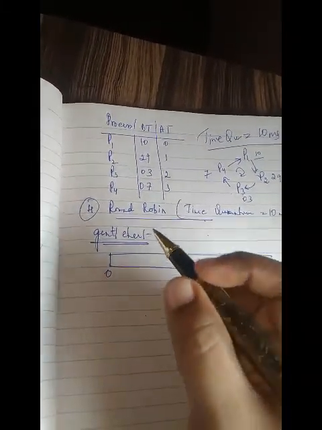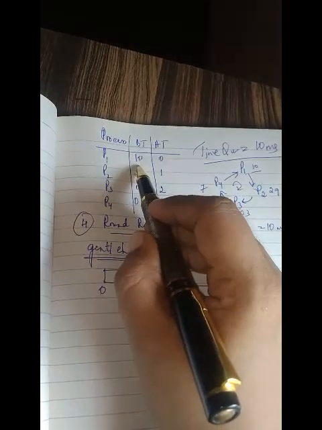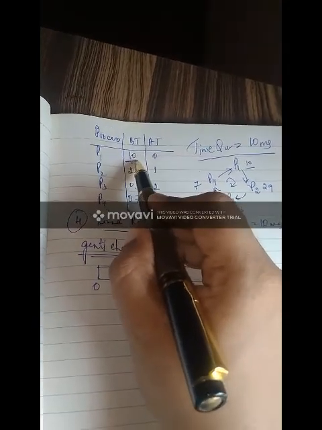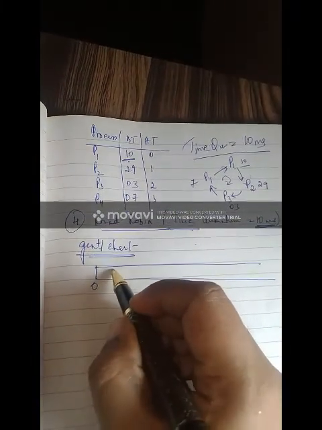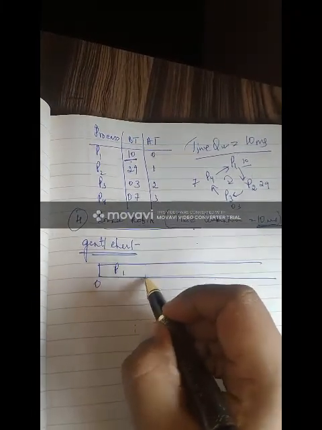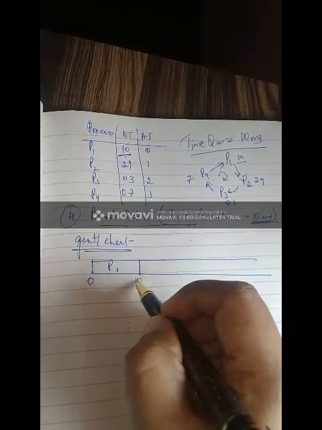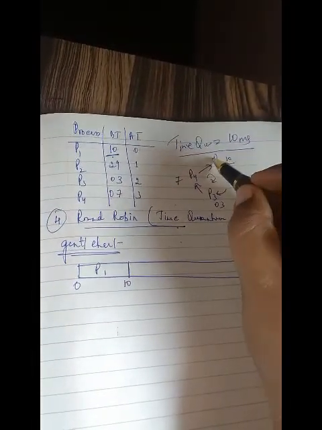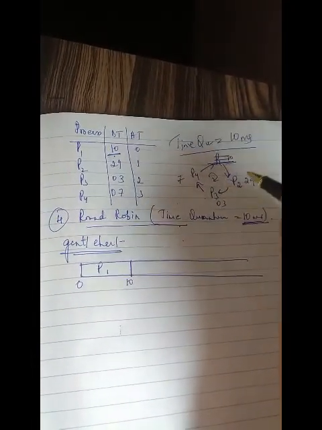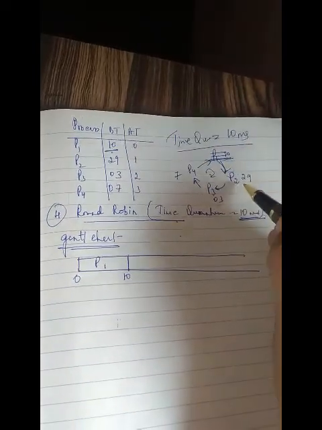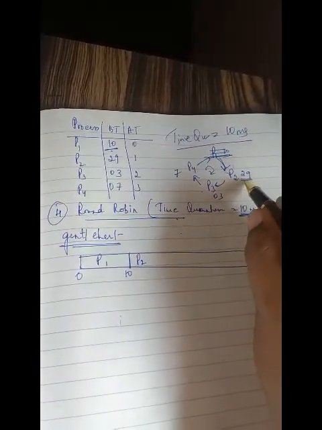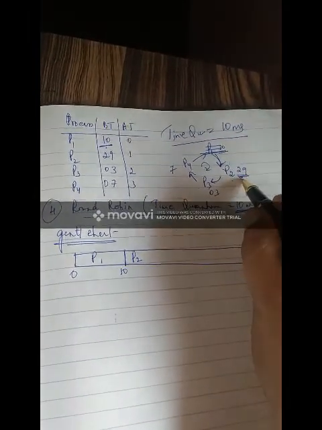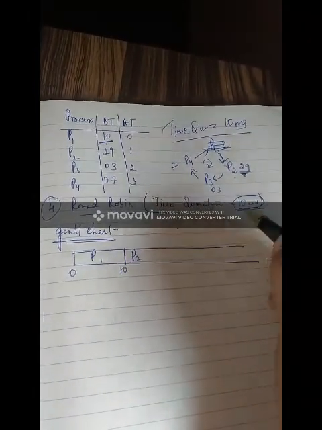At 0 milliseconds, you have only one process, P1. It takes 10 milliseconds to complete, and our time quantum is also 10 milliseconds, so you can allow P1 to execute for 10 milliseconds. So what happened now? P1 has completed. Now you go in the clockwise direction, that is P2. P2 actually requires 29 milliseconds to complete, but at a time you can execute only for 10 milliseconds.